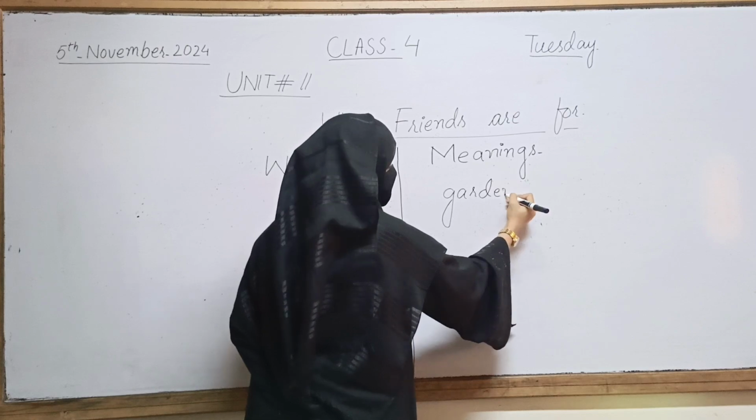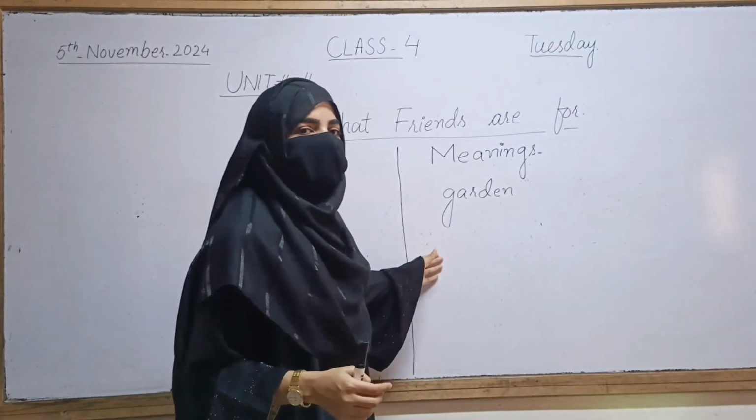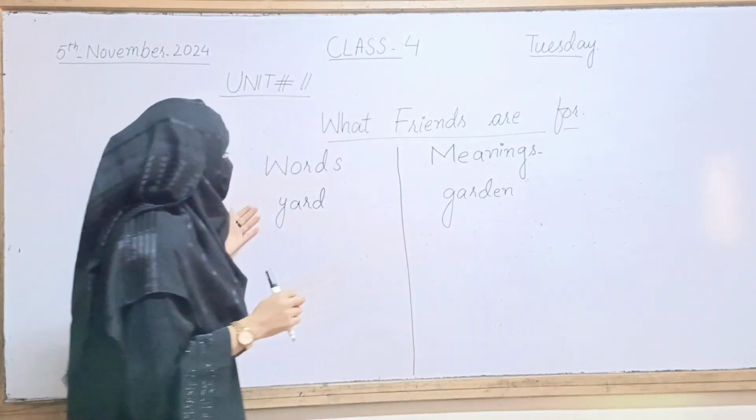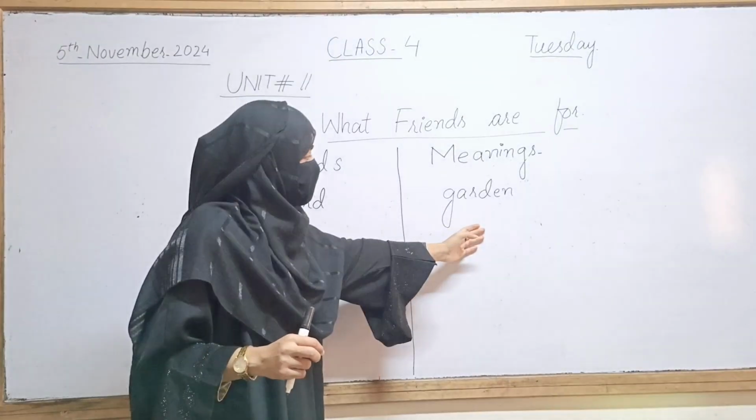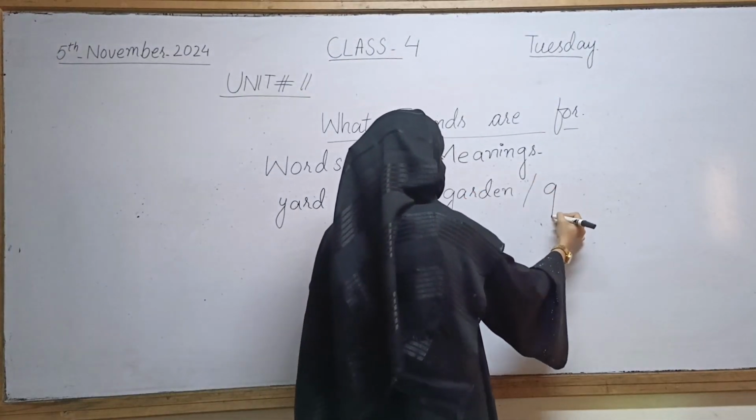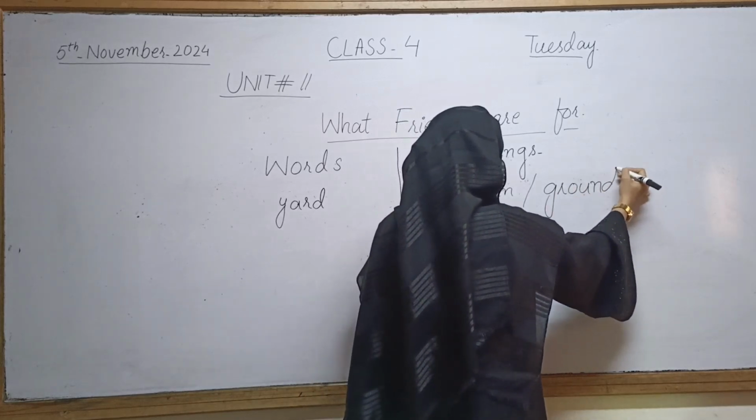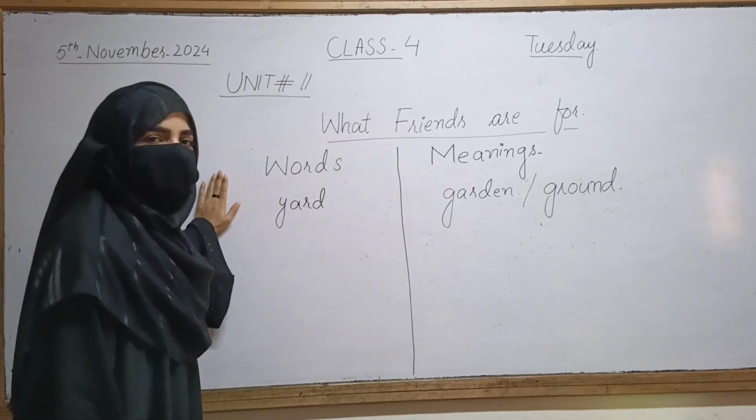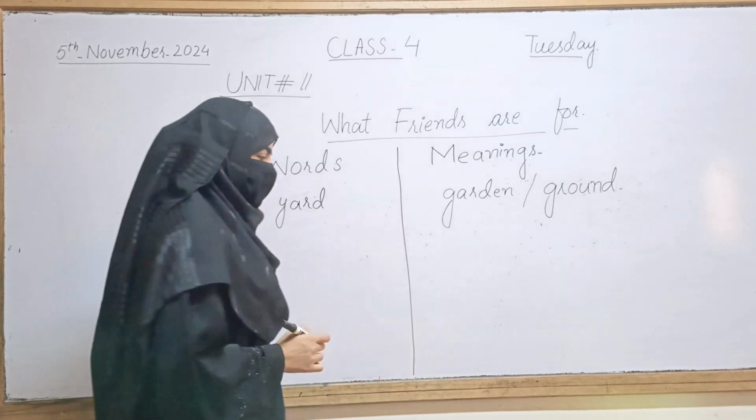No one should write the abstract words, the one starting from the small case and the other one starting from the capital case letter. Keep that in your mind. The first word we have is yard, and its meaning is garden, or you can write ground, playground, or any ground. Note it down with me, or you can note it down after I am done with the writing. I will give you 2 minutes to note it down in your books.